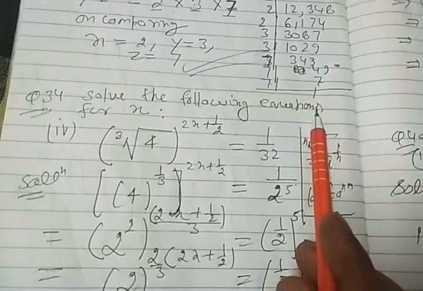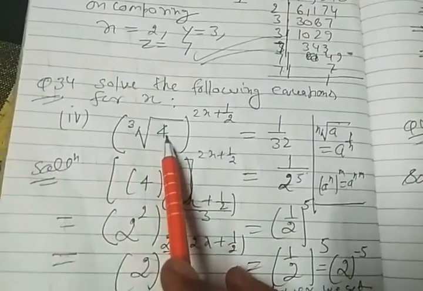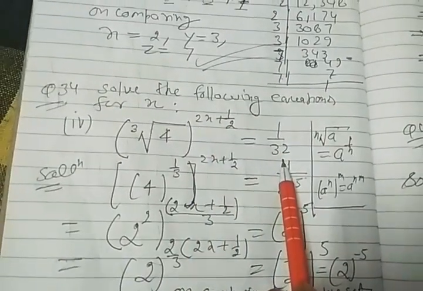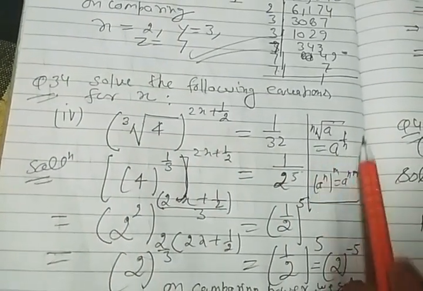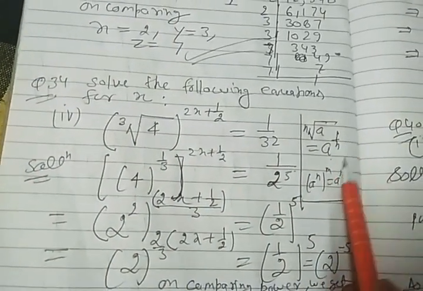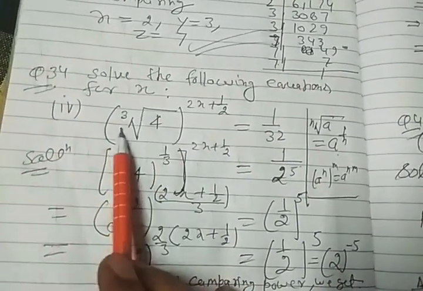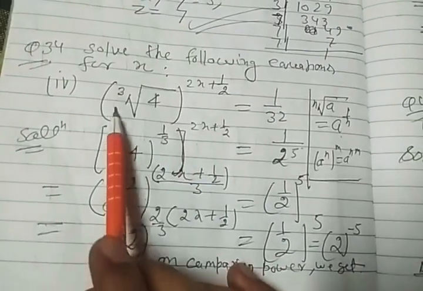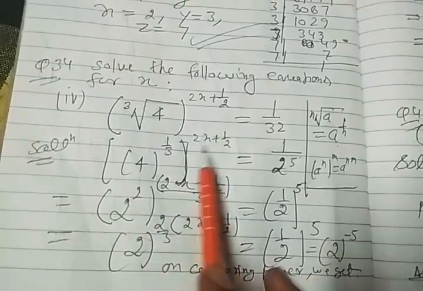Now next you see question number 34. Solve the following equation for x. Here we consider the fourth subpart, (cube root of 4)^(2x+1) equals 1/32. For this again we use the concept that the nth root of a can be written as a to the power 1/n. So here you see the third root of 4 can be written as 4 to the power 1/3, and again the whole power 2x + 1.